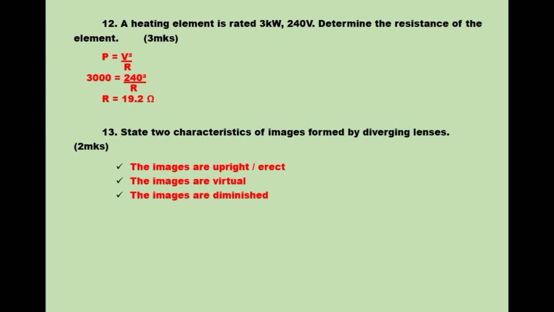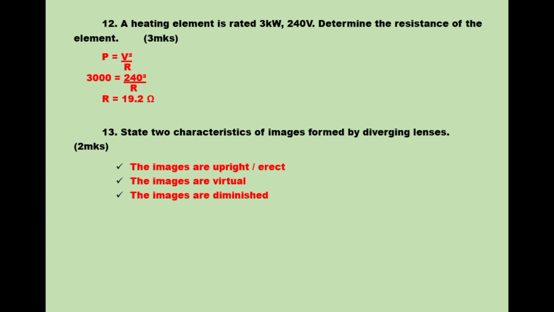Question 12. A heating element is rated 3 kilowatt, 240 volt. Determine the resistance of the element. You are given power in kilowatt, and you're also given the voltage. So we know power is V squared over R. We just replace the values. Remember, kilo means 10 power 3, so 3 kilowatts means 3000 watts. So 3000 equals 240 squared all over R. Then you get the value of resistance is 19.2 ohm.